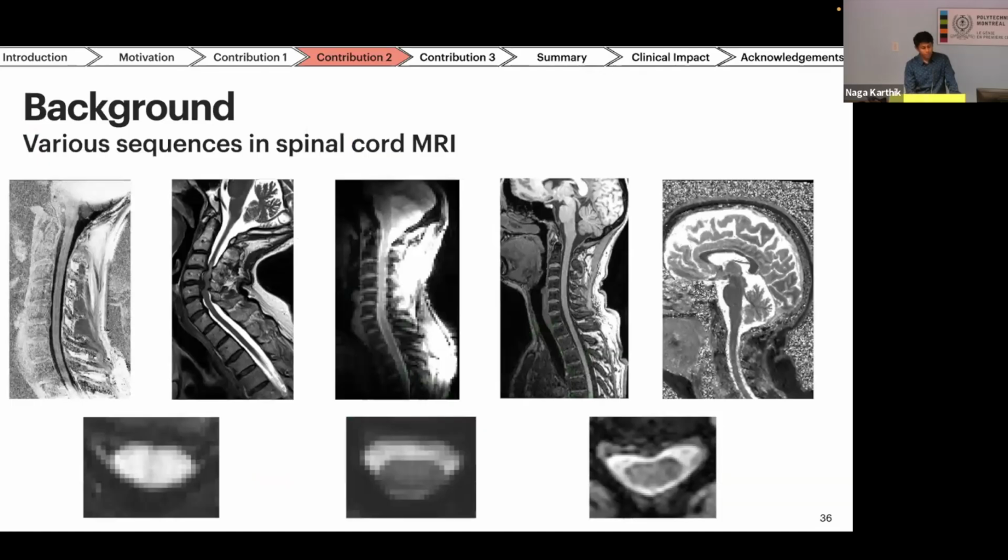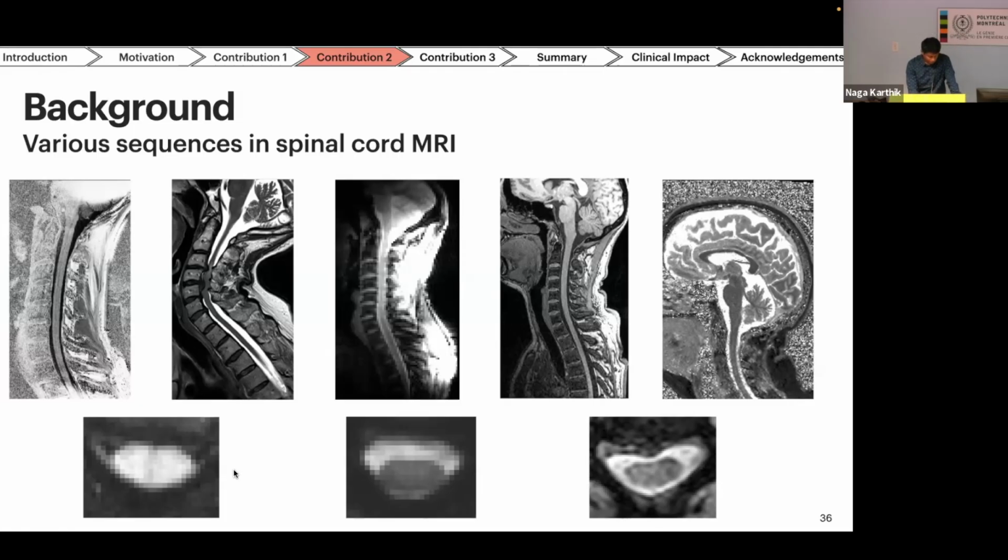Okay, so there are multiple sequences in spinal cord MRI. This is an example of several different sequences, and we can see that the spinal cord is appearing darker and brighter in some contrasts. And all these sequences have their own purpose. For example, in some cases, the lesions are appearing better than in other contrasts, and they can be used for further analysis as well. And also the resolution of these images is changing. So at the bottom, you can see some images are pixelated, so they are low resolution images.